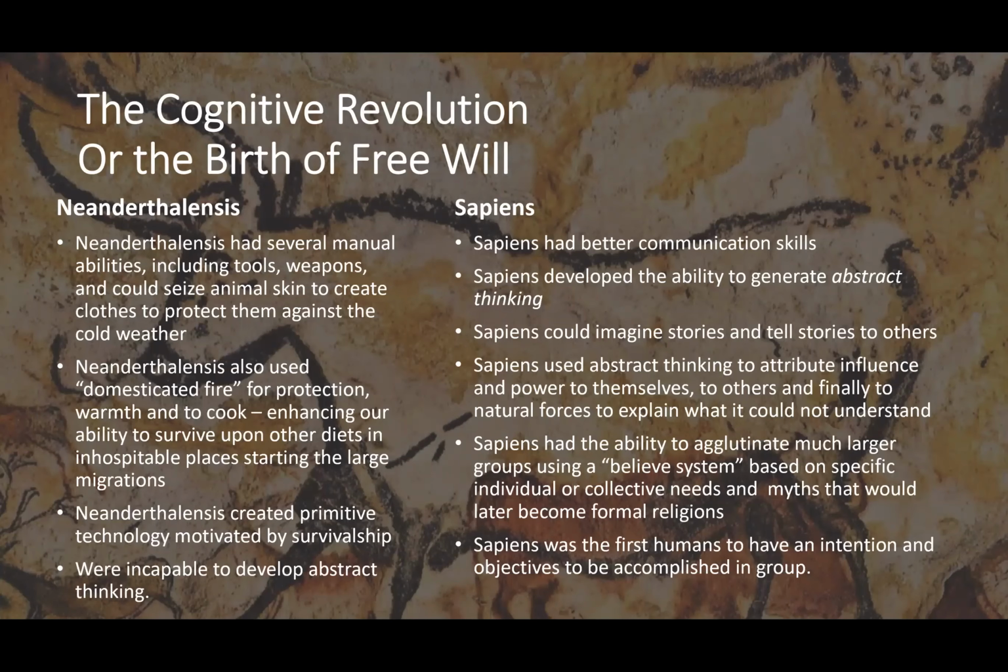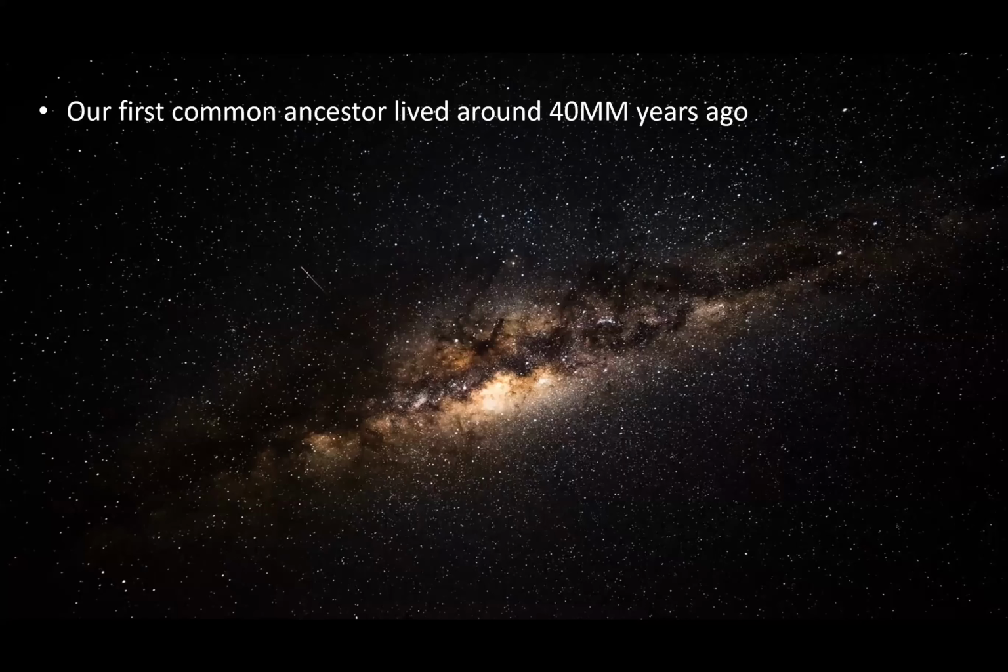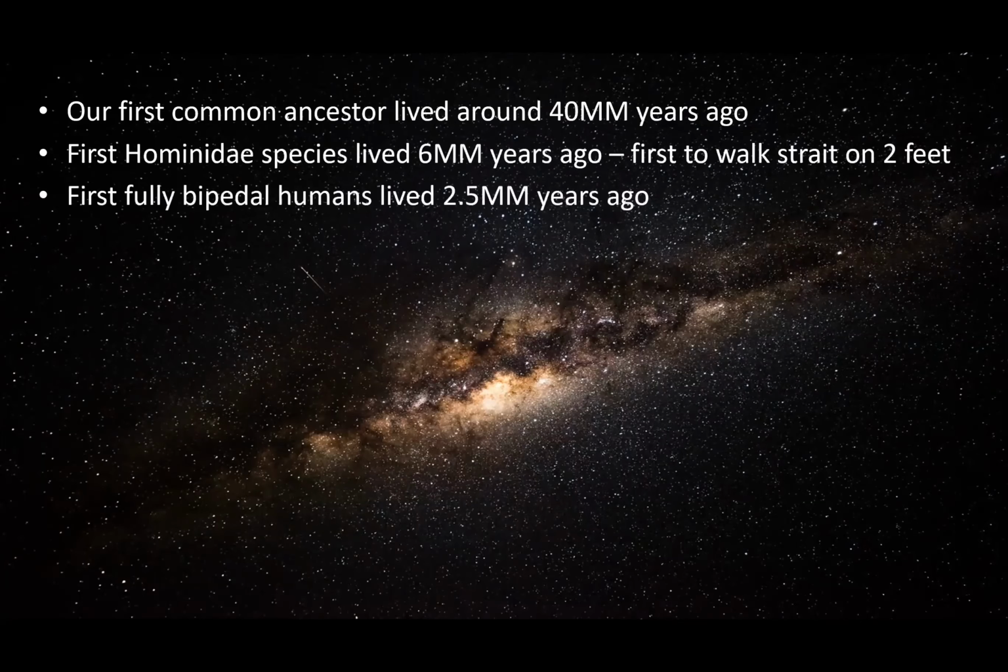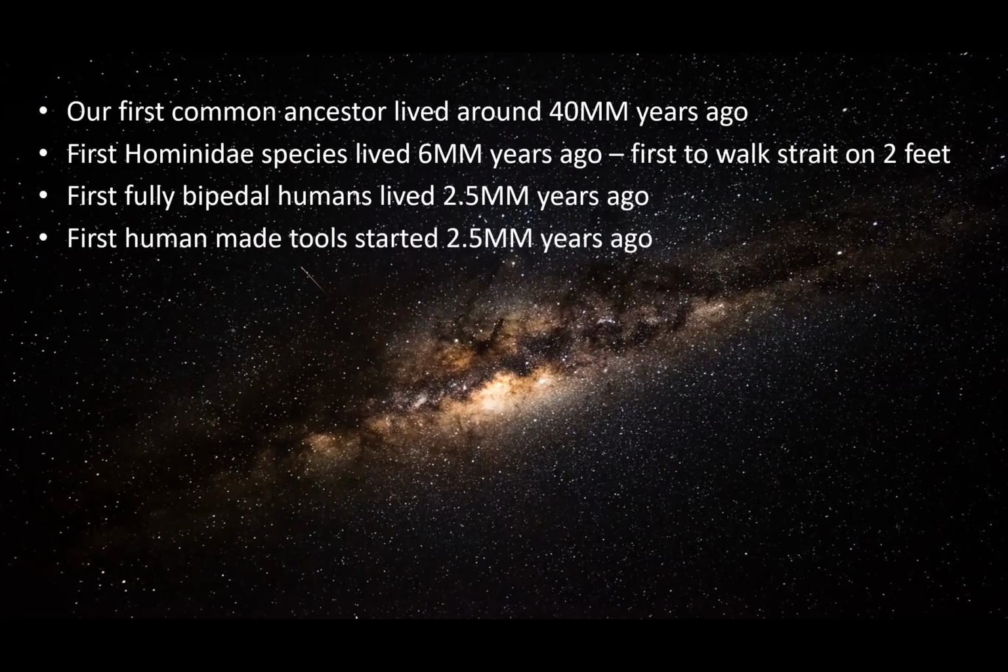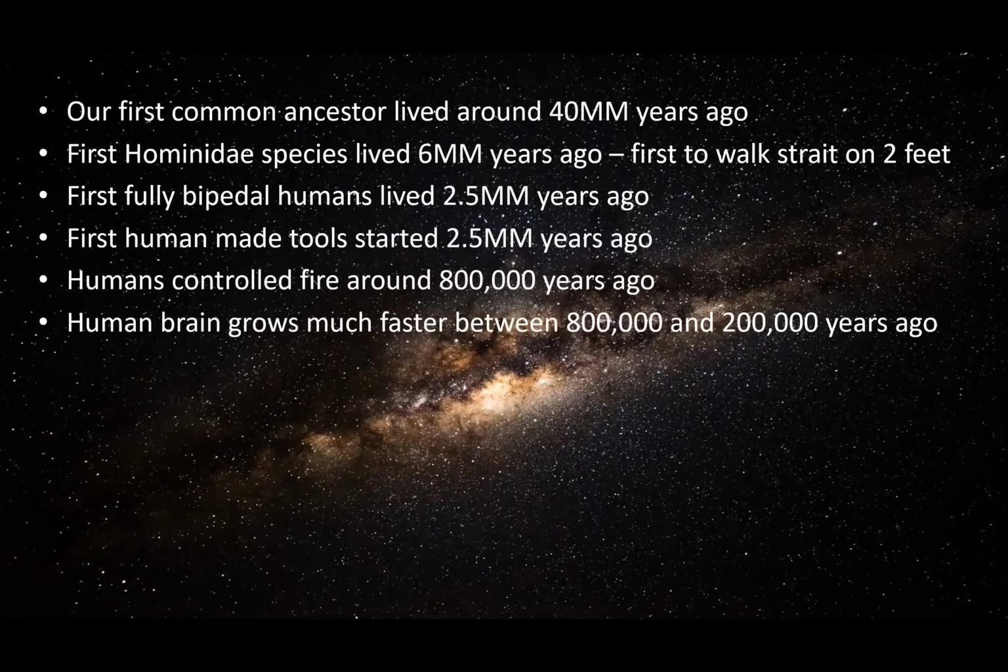It took billions of years for us to be ready to receive a spirit that could exercise free will in our body. So very quickly, our first common ancestor lived around 40 million years ago. The first species of Homo lived around 6 million years ago. And the first bipedal human being lived about 2.5 million years ago. And we started making tools about 2.5 million years ago. And about 800,000 years ago, we controlled fire.